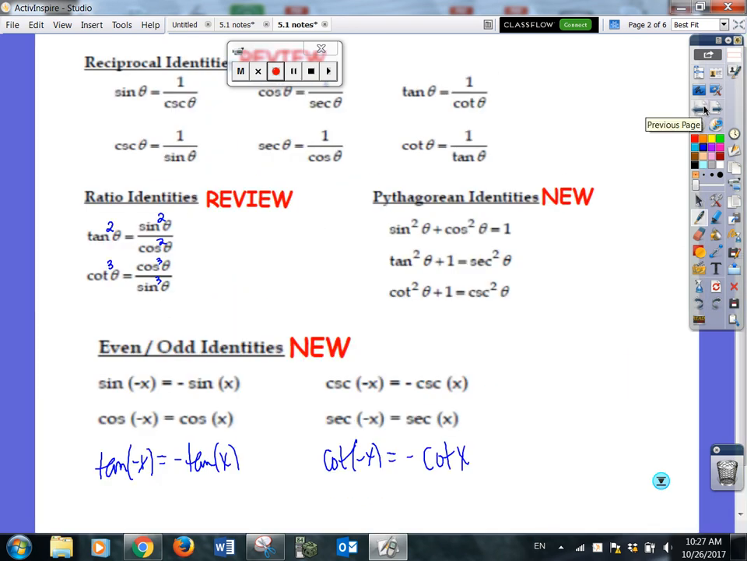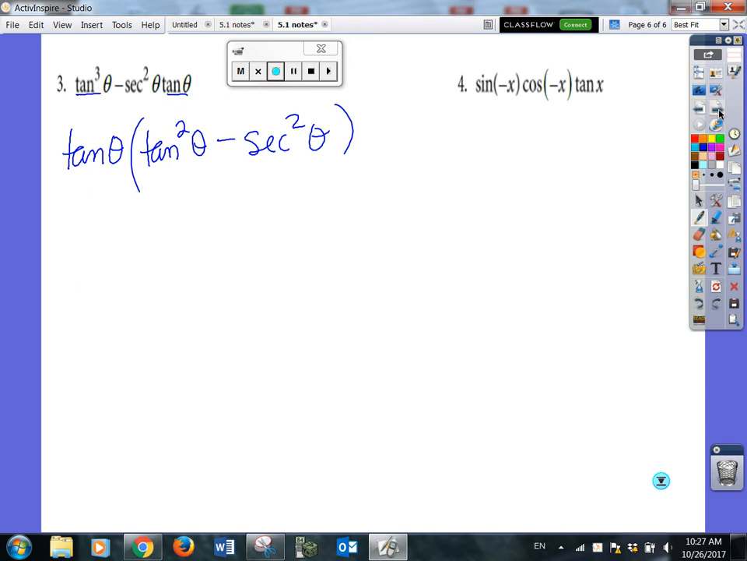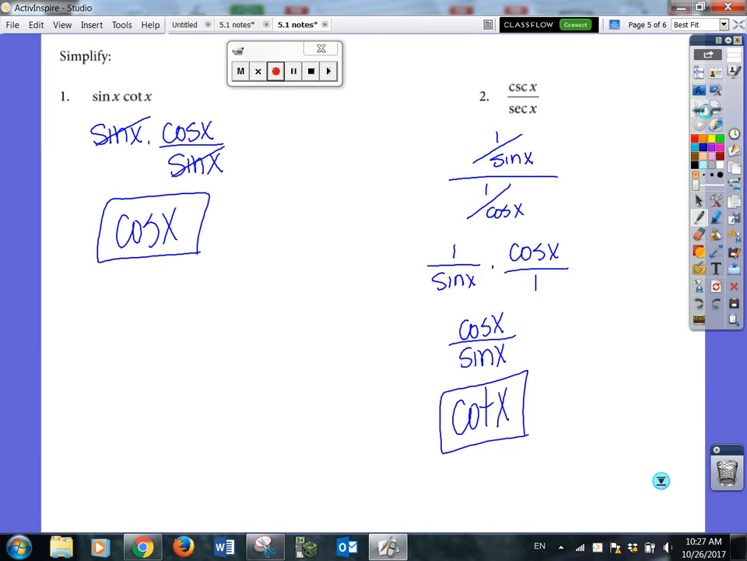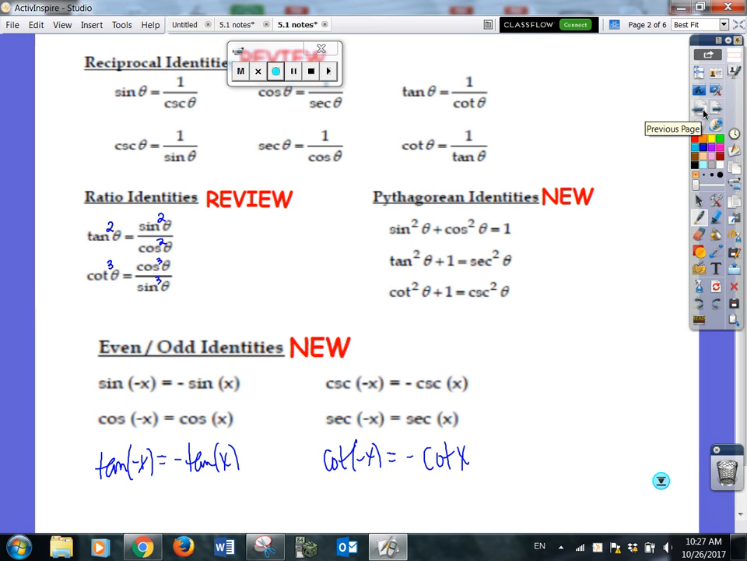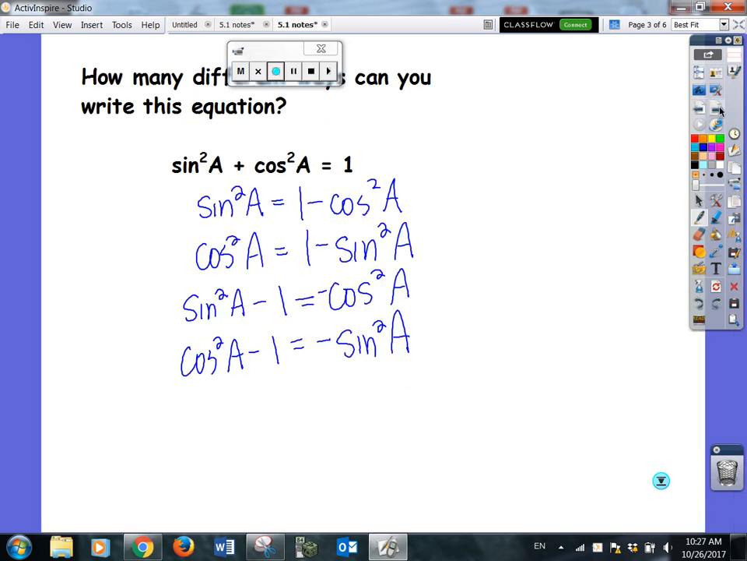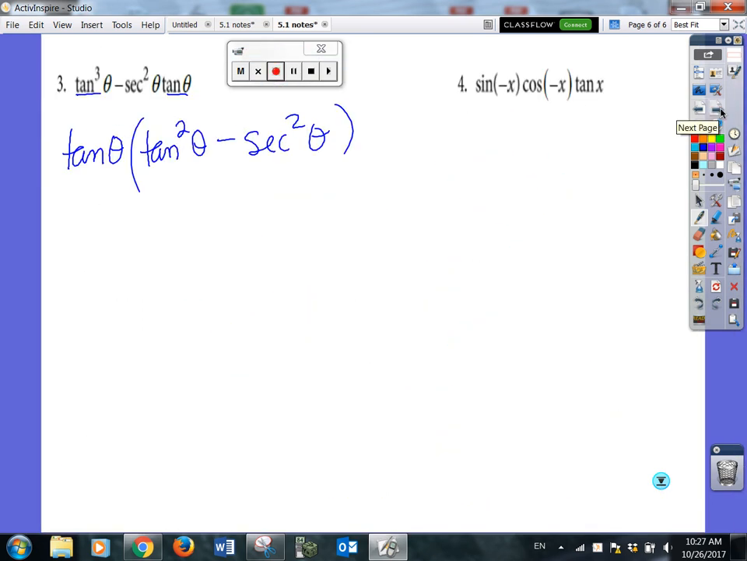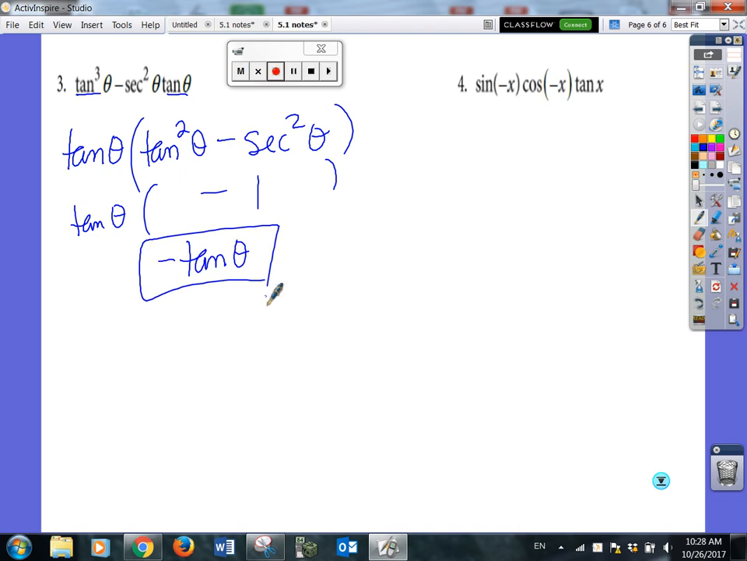We look at the secant and tangent identity, and this was tangent minus secant, right? Inside there, tangent squared minus secant squared. So if I tried to manipulate this to be tangent squared minus secant squared, that means I'd have to bring the secant squared to the left. When the 1 goes to the right, it becomes -1. So in the parentheses, this becomes -1. But we still have our tangent theta. Tangent theta times -1 is negative tangent theta.